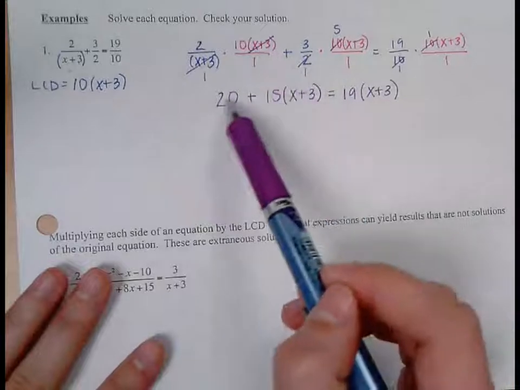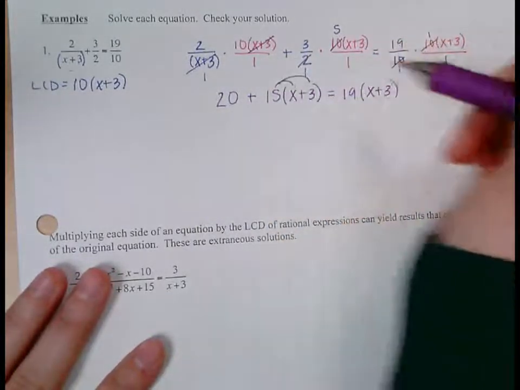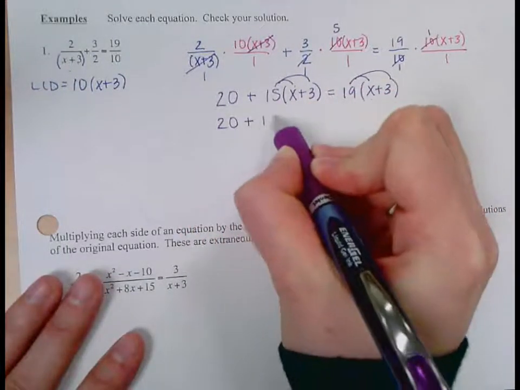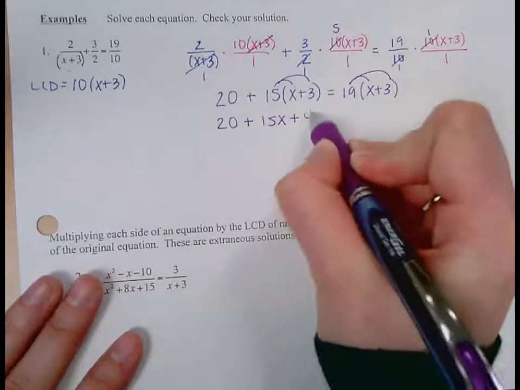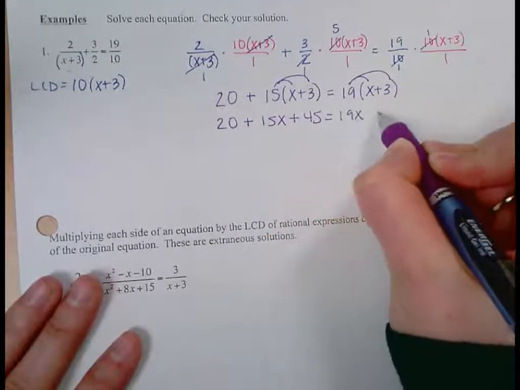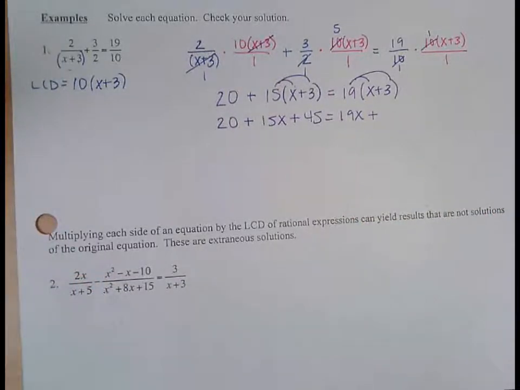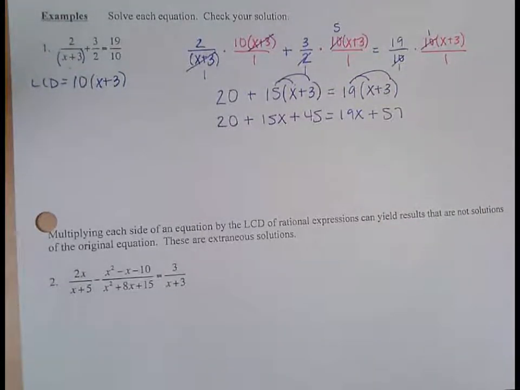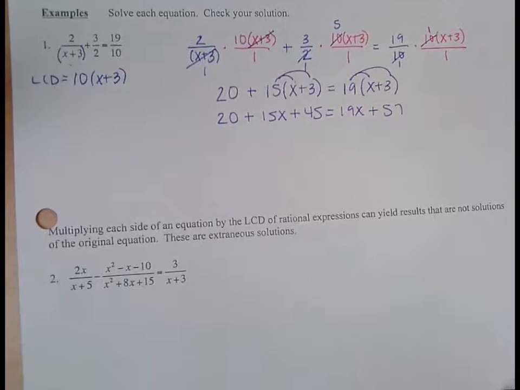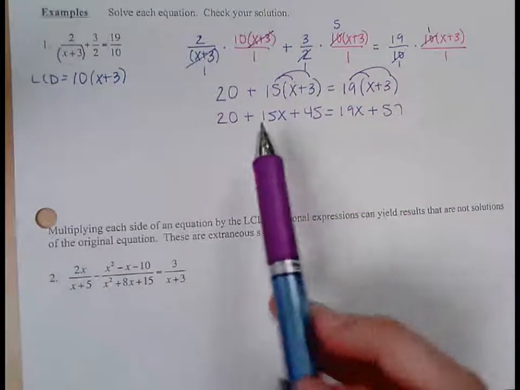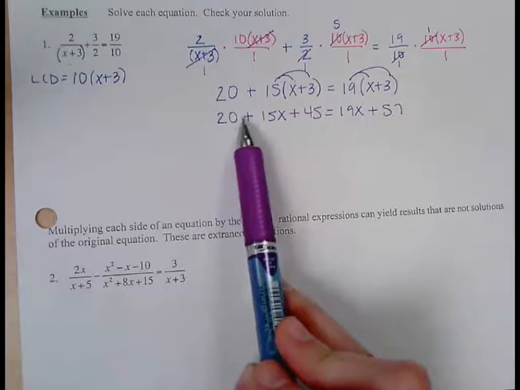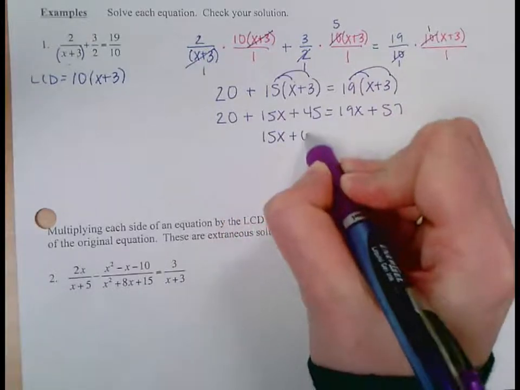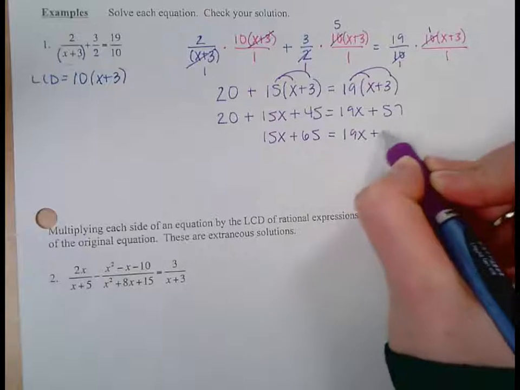Okay, so in the next step to solve this for x, I'm going to distribute this 15 and the 19 to their x plus 3s. So we have 20 plus 15x plus 15 times 3 is 45 equals 19x plus 19 times 3 is 57. Okay, and then I would probably simplify the left side, just add together the 20 and the 45. So I have 15x plus 65 equals 19x plus 57.